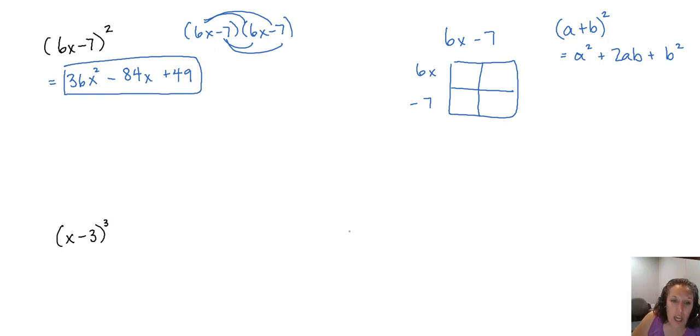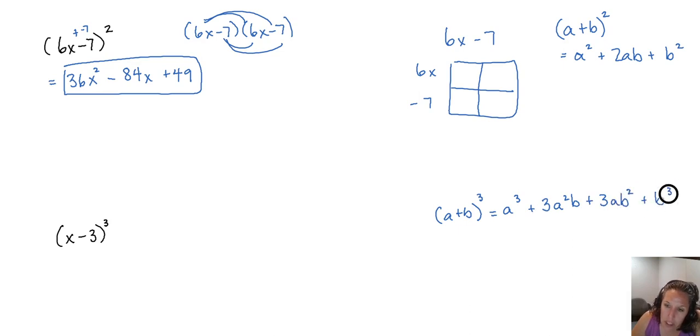And there's also a formula if we have something in the form of a plus b cubed. And this one, just like we saw in the last one, we're just going to treat this as a plus negative 7 and call that negative 7 our b. We're going to do the same thing here. If we have a binomial cubed, it always follows the pattern a cubed plus 3a squared b plus 3ab squared plus b cubed.